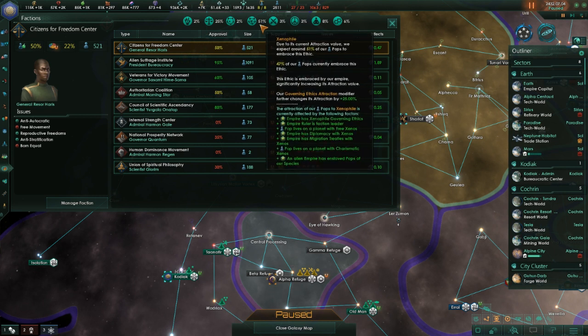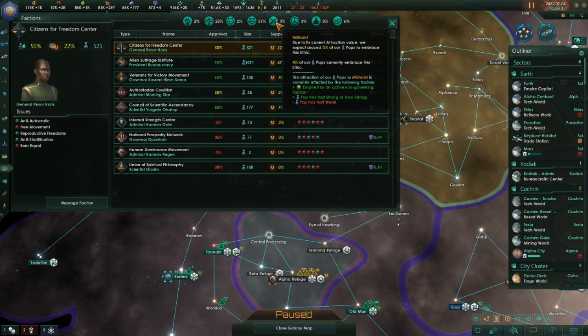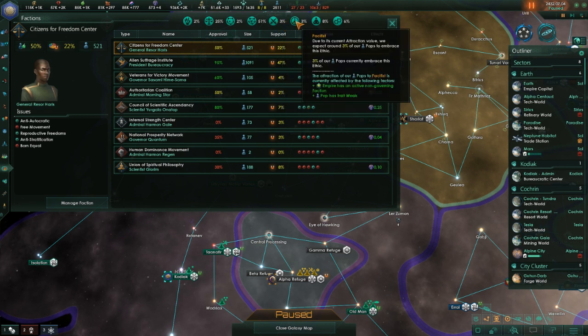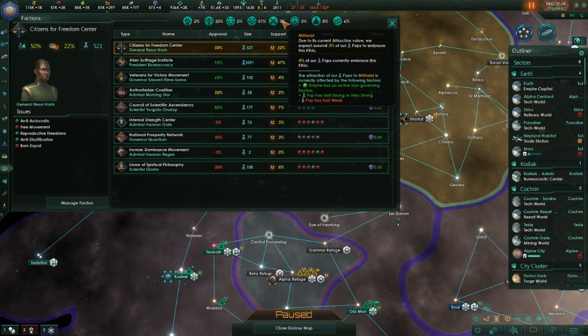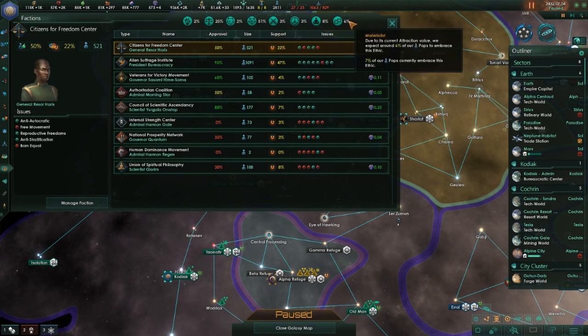See, by reading this stuff to you, even I'm learning a little bit more. And so down at the bottom, it'll show you the pluses and minuses. Like, if I highlight the percentage, it'll actually show you that for the militarist faction, it says Empire has active non-governing faction, which increases this. Population has strong and very strong trait, which increases this. And some of my factions have the weakness trait, which decreases this. So it tells you why these are what they are, which is kind of nice.